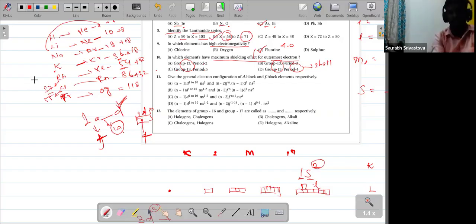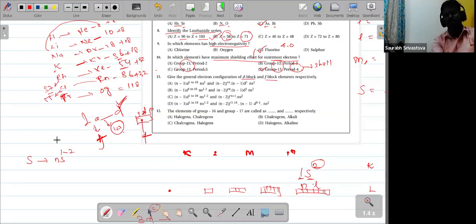Screening effect also will increase. So this is the answer. Next question: give the general electronic configuration of d-block and f-block elements. For the s-block, note this down, the general electronic configuration is ns1 to 2.